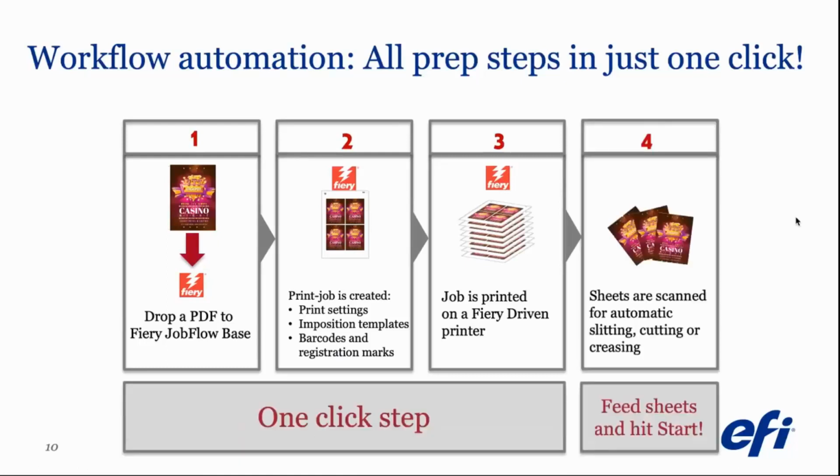In step four, you can take the printouts and load them in the finisher and hit start. The finisher then will suck in the papers and scan the barcode on the sheet. And that barcode is what tells the finisher to make setting adjustments so that the job can be cut and slit correctly and automatically.